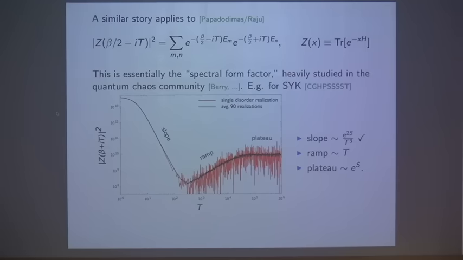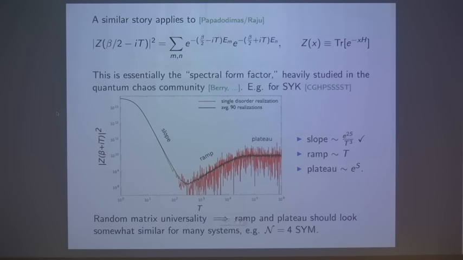So in other words, random matrix universality explains the ramp and the plateau and predicts that this structure should look somewhat similar for many systems, not just SYK, including, for example, N=4 super Yang-Mills, and by extension, black holes. So what we would like to do is understand more of this curve for a black hole, in particular this ramp and plateau region.